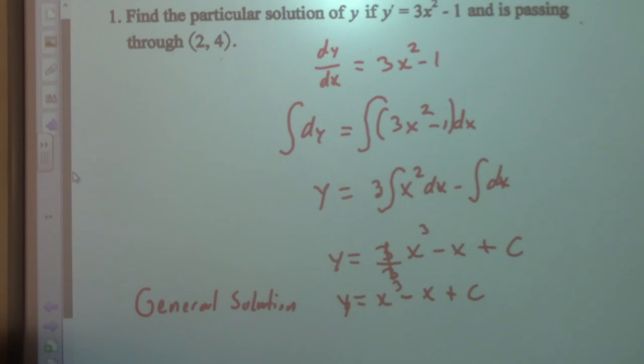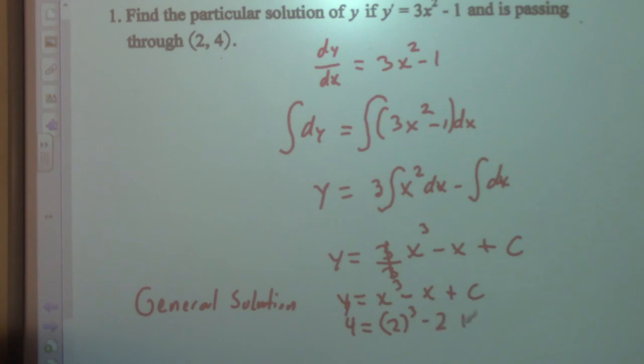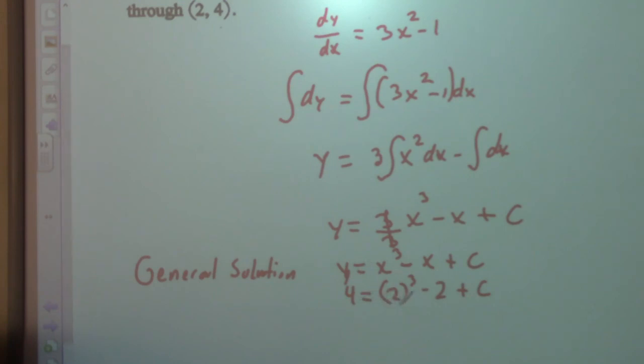Find y equals f of x using point x and y, and solve. So we're going to use point x, y, right? So what do we plug in here to work this out? 2 for x and 4 for y. So 4 is going to be equal to 2 cubed minus 2 plus c. And what's 2 cubed going to be? 8, right? So we have 4 equals 8 minus 2, so that's 6 plus c.